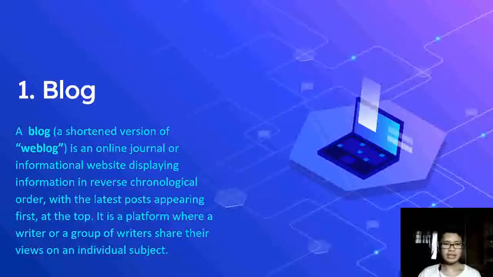First, let's talk about blog. So a blog is a shortened version of weblog. So it is an online journal or informational website displaying information in reverse chronological order, with the latest post appearing first at the top. It is a platform where a writer or a group of writers share their views on an individual aspect or subject.